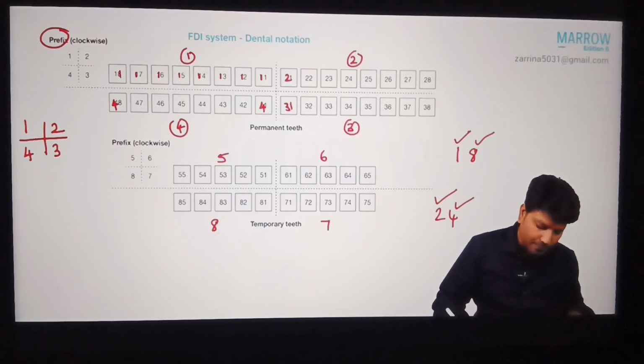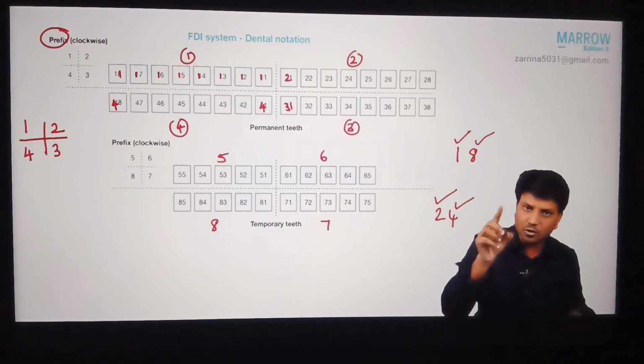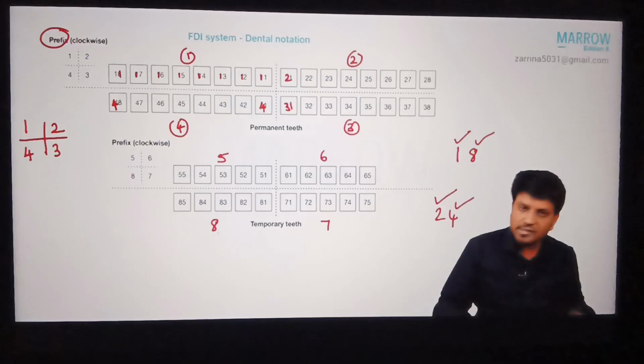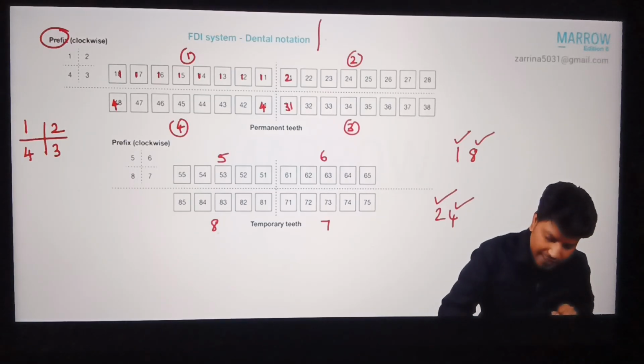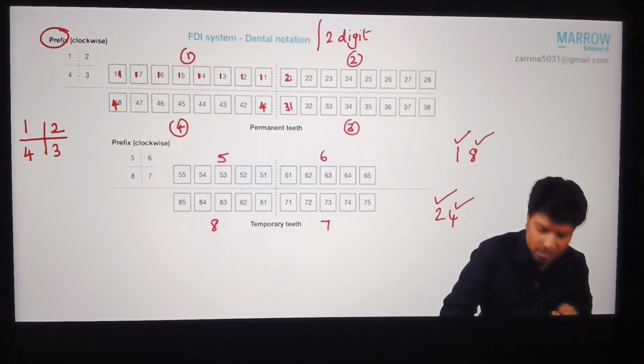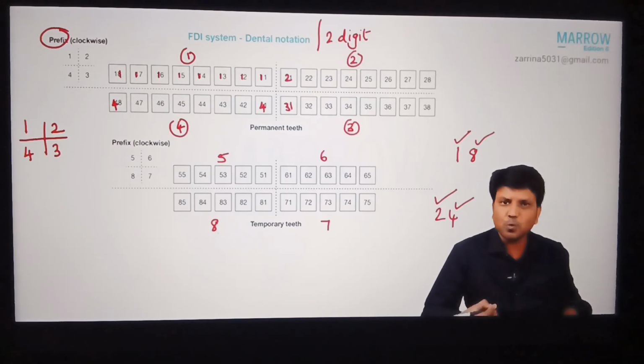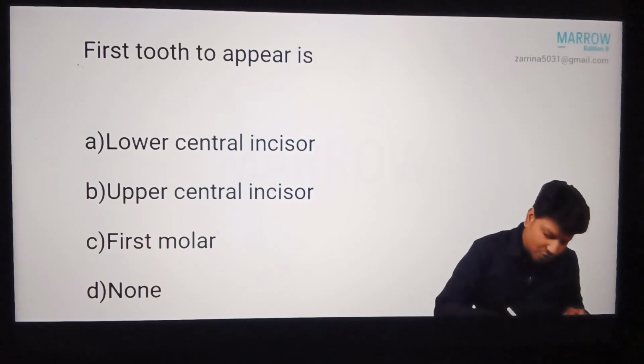And one common mistake which all people make is, they'll write 1, 2, 3, 4 in a zigzag. No zigzag. It has to go clockwise. 1, 2, 3 and 4. Left lower will be having prefix of 3. Since it's having 2 numbers for each tooth, this FDI method is also called the 2-digit system because you have 1 prefix added to that. This is the best one, internationally used, widely accepted by people.